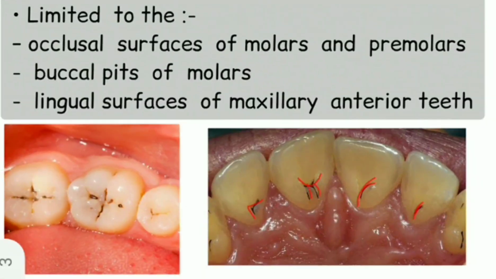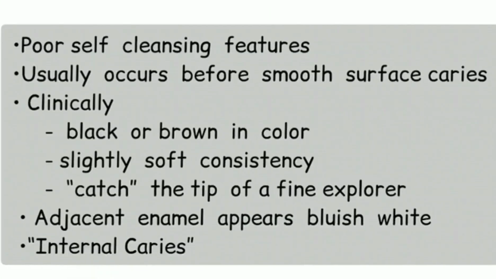Next, pit and fissure caries have poor self-cleansing features. Even after brushing regularly, the food stuck in those pits and fissures does not easily get out, and because of that the progression of caries is much faster, because these are not self-cleansable areas. So they usually occur before smooth surface caries.